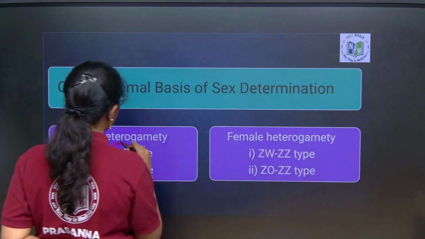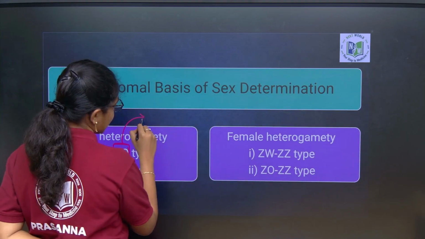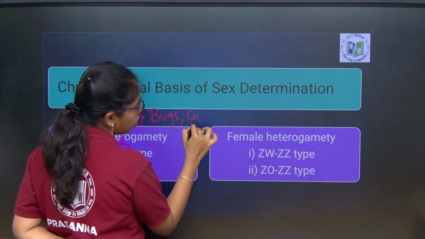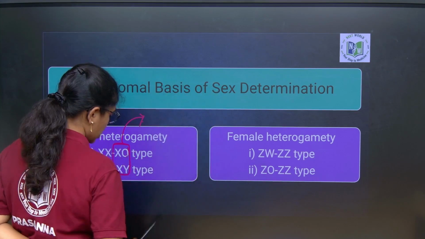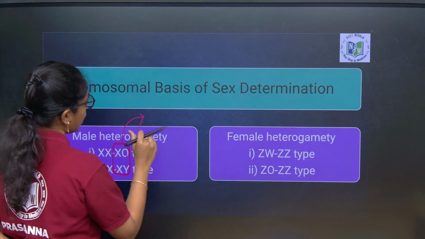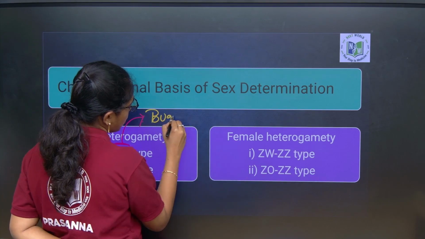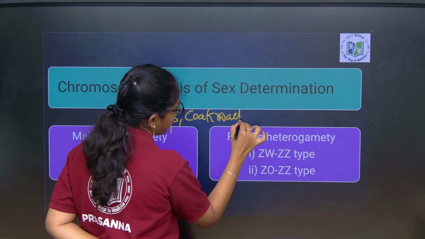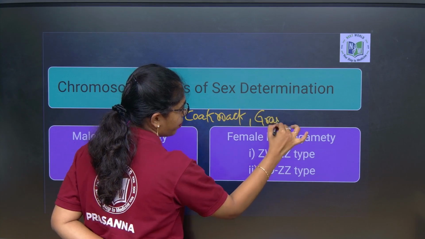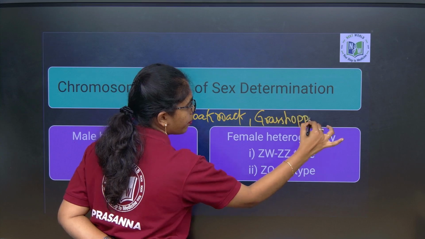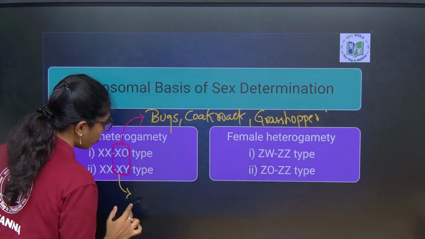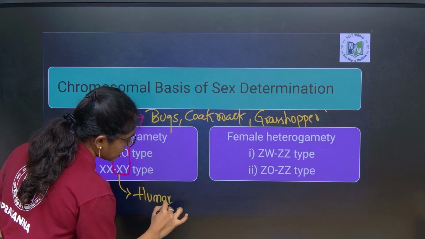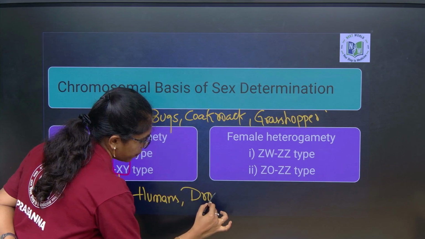XO type examples include bugs, cockroach and grasshopper. And XY type, we all know it. What are they? Humans and Drosophila.